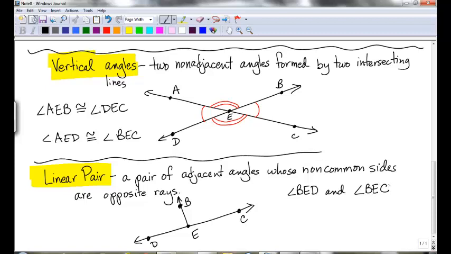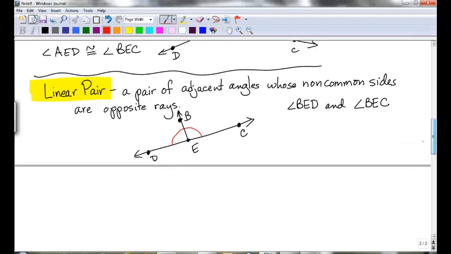Linear pair angles will always add up to what? 180, because a straight angle, this straight line, is 180. I'm not telling you what each individual angle is, but they will always add up to 180, because ED and EC are opposite rays, so this is always going to be 180 degrees for a straight line. So a linear pair is always going to add up to 180.